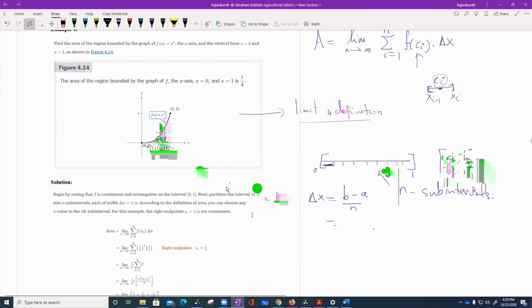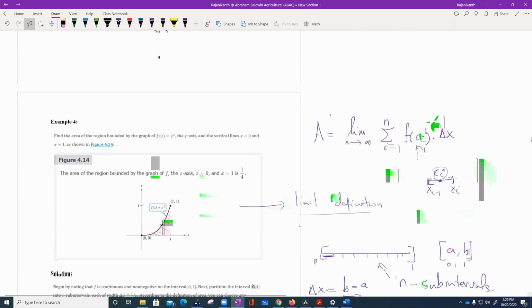So then what is that? That is 1 minus 0 over n. That is simply 1 over n. So this is going to be our subinterval length. So now you have to pick the Ci.